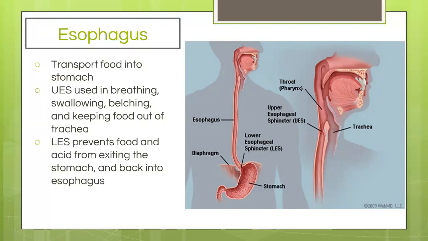So the upper esophageal sphincter is closed when you're trying to breathe. It opens when you're swallowing. And then your lower esophageal sphincter opens when the food wants to pass into the stomach, and then closes to prevent food from exiting the stomach and entering back into the esophagus.